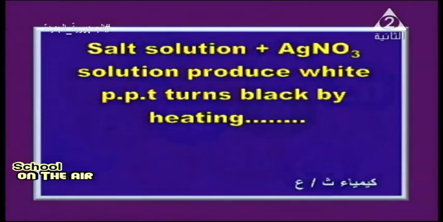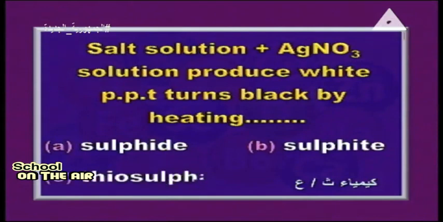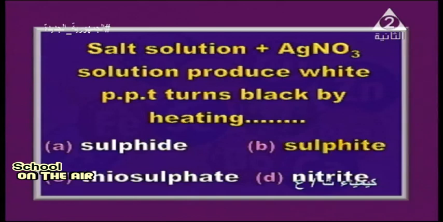Next point. Salt solution plus silver nitrate solution produces white precipitate that turns black by heating. Is it sulfide? Is it sulfite? Is it thiosulfate or nitrite? If you think about it, yes, it will be sulfite radical.